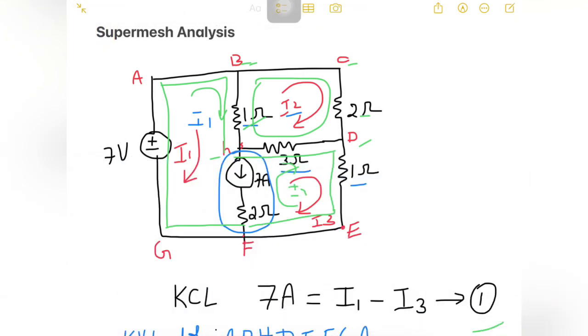Whenever this kind of problem is given, whenever the current source is common for two loops, we say it's a super mesh analysis.